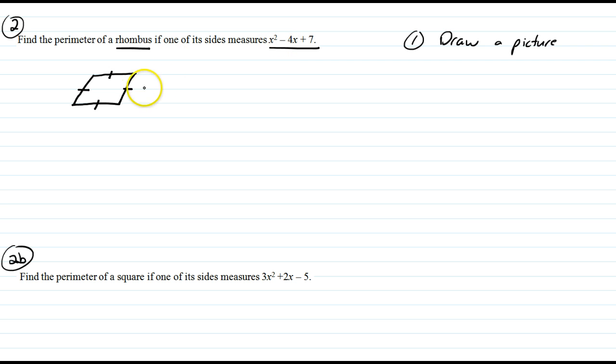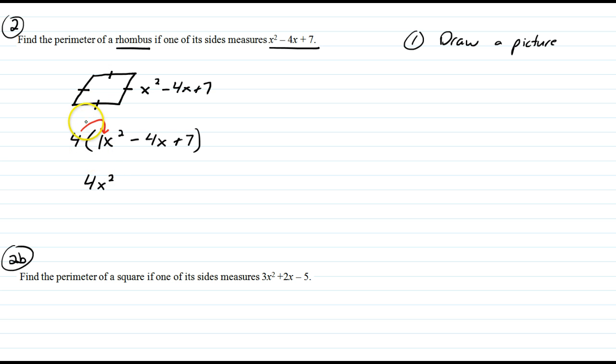So it's a crooked square. So it's x squared minus 4x plus 7. All 4 sides have that measurement. And so like in the last problem, since all the sides are the same, we're just going to take 4 and distribute it into the side length. So we're going to go 4 times x squared. And so when there's no number in front, it's really just a 1. So it's just 4 times 1 gives us 4x squared.